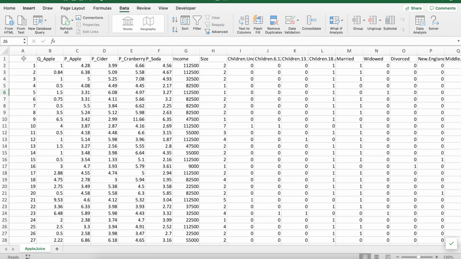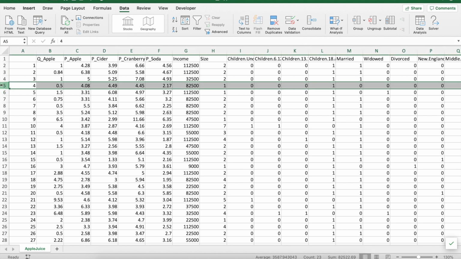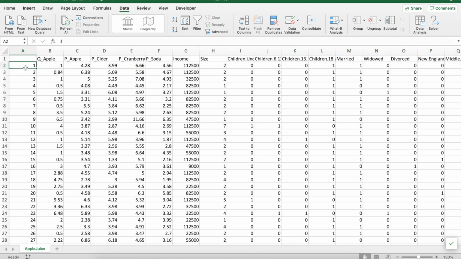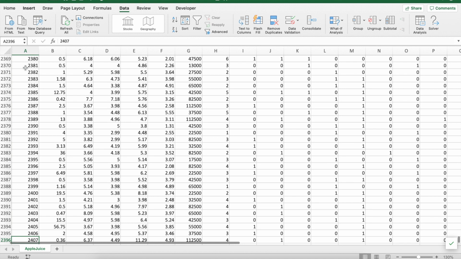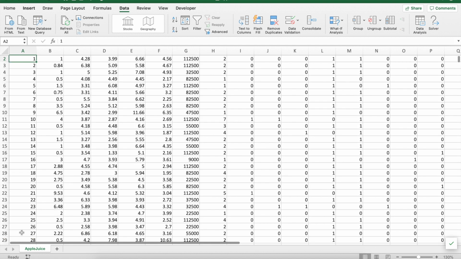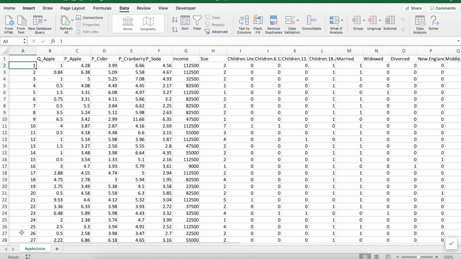Just quickly going through the variables, column A is just an ID. So each row here is going to be an individual. This is one person on one occasion that purchased apple juice. And if we just quickly jump to the bottom of this column, we see that we have about 2,400 observations. So that's 2,400 observations of people purchasing apple juice.